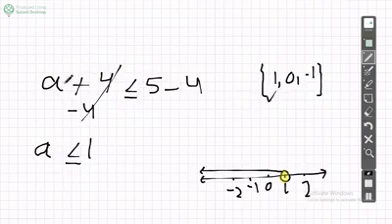What about the 0? If I put 0 instead of a, 0 plus 4 is equal to 4. 4 is less than or equal to 5, it's less than, so it's right. What about the -1? -1 plus 4 is equal to 3, and 3 is less than or equal to 5, it's less than 5, so it's right. Okay?